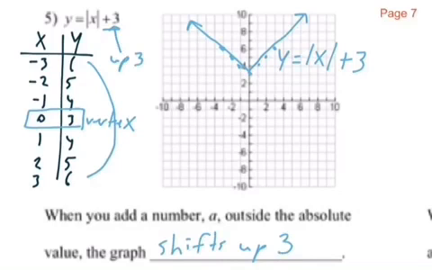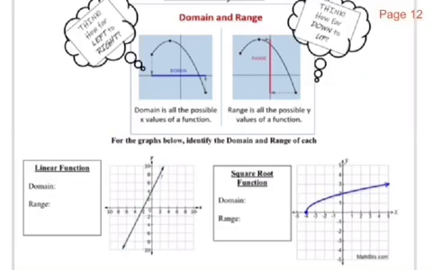Now, take and turn to page 12. Page 12 is just going to be a quick review on domain and range. Remember, domain is the x value, and range is the y value. It's alphabetical. D comes before R, just like X comes before Y.